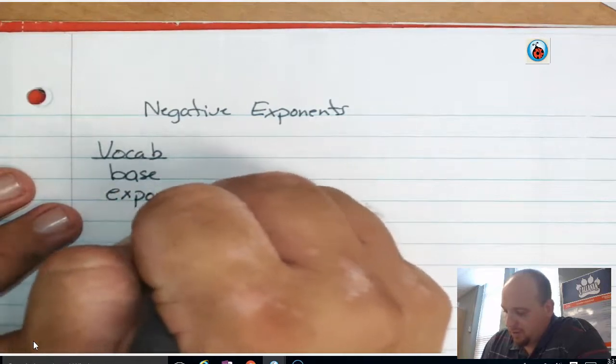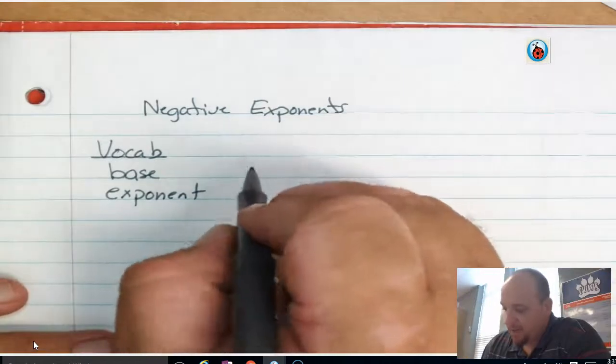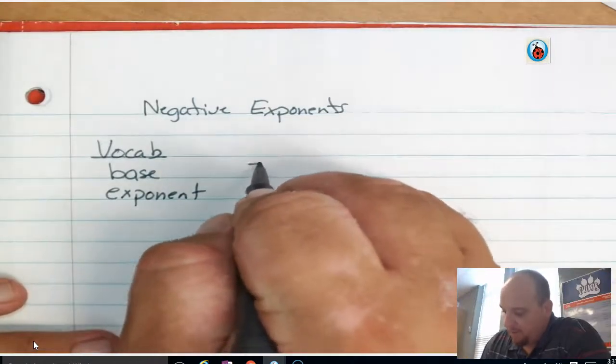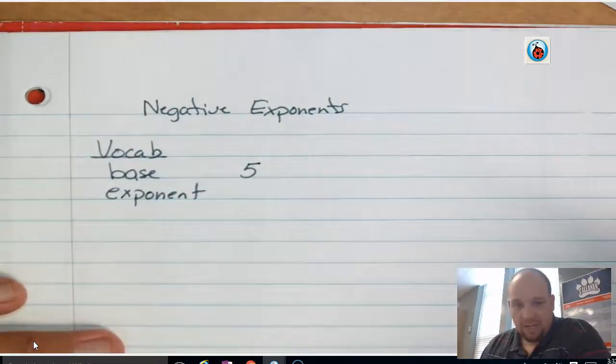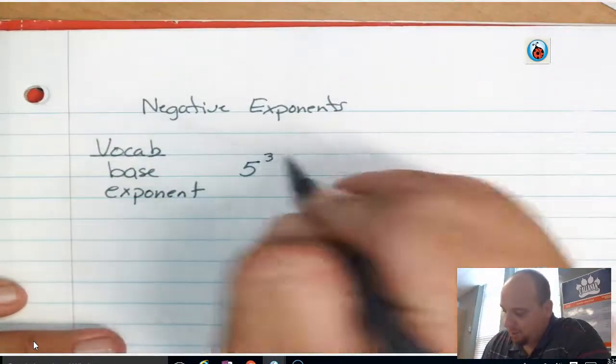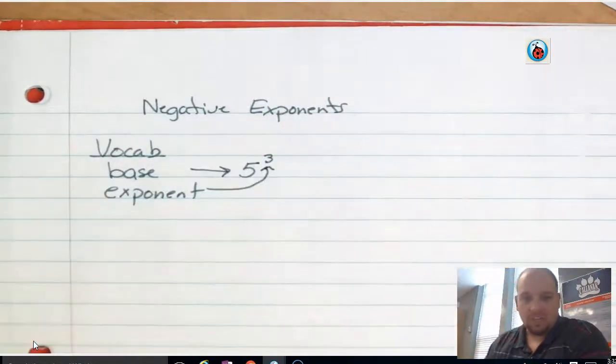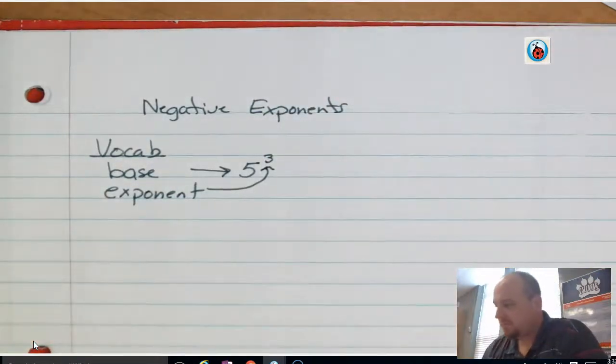So just a quick reminder, base. Base is the number that's touching the ground, so that's the number being multiplied. So 5 would be an example of a base. Exponent is a number that goes up here, so that would be 3. So 5 is your base. Exponent would be your 3. So just a quick little brief reminder. All right, so let's go ahead and look at negative exponents.